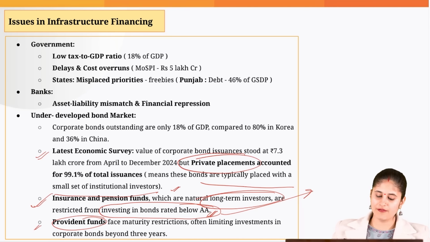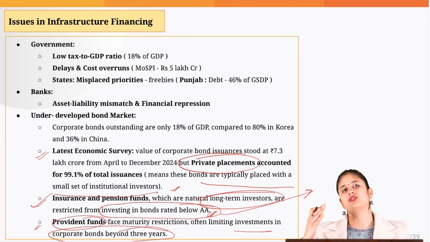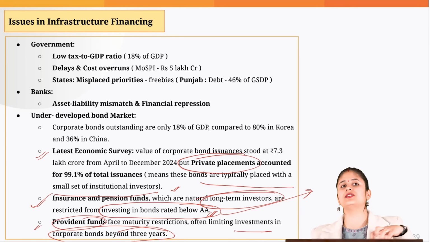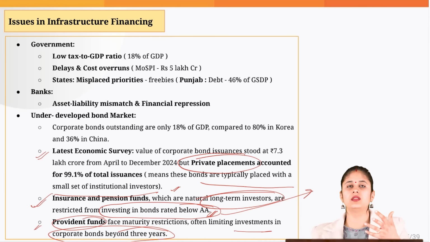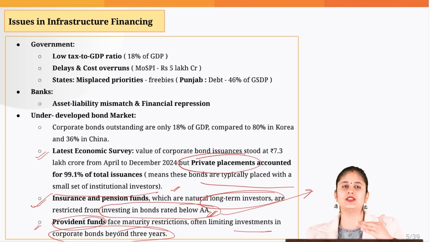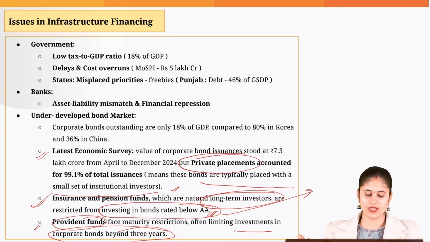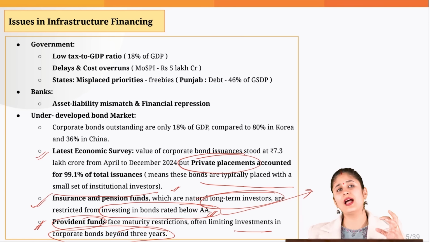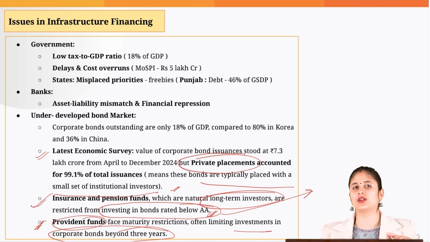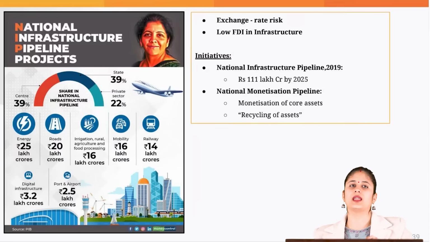When it comes to the provident fund, it is not allowed to invest in corporate bonds which have a maturity period of beyond 3 years. Why? Because provident funds are basically managing retirement related money. So the people can withdraw that money for medical needs or some other purposes. So that is why the provident funds, who do have the ability to invest in long-term corporate bonds, are not allowed to do so. So these are the reasons why, when it comes to India, the bond market is underdeveloped as compared to China and South Korea.